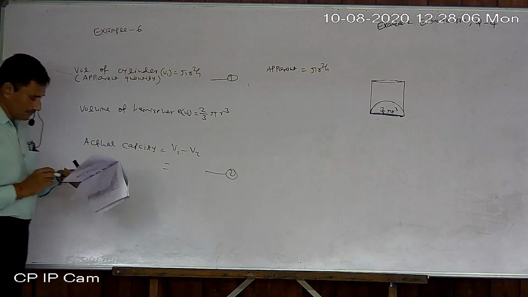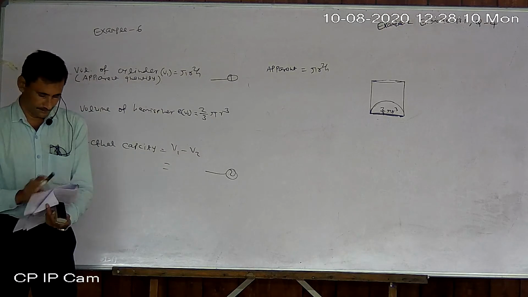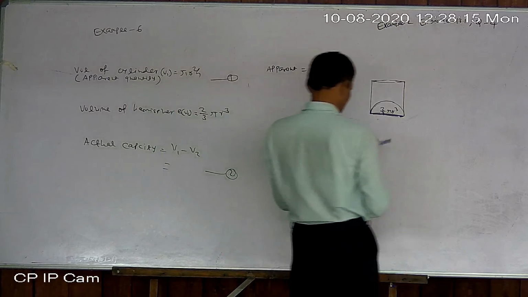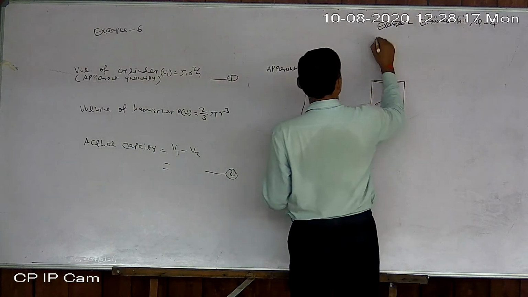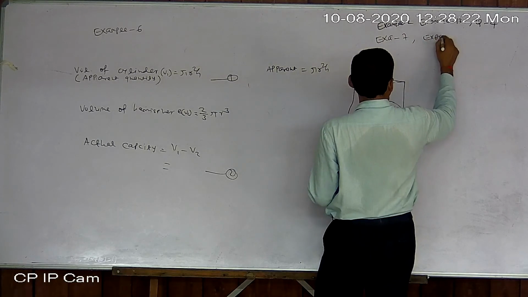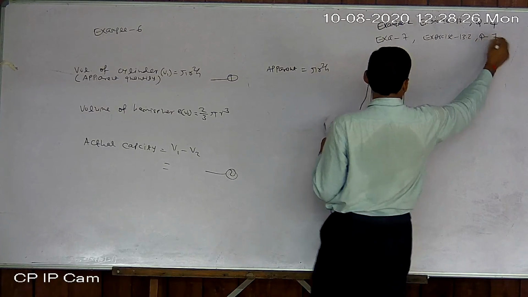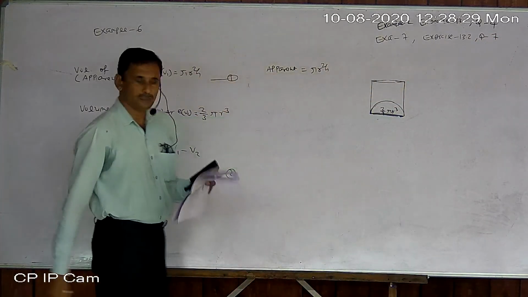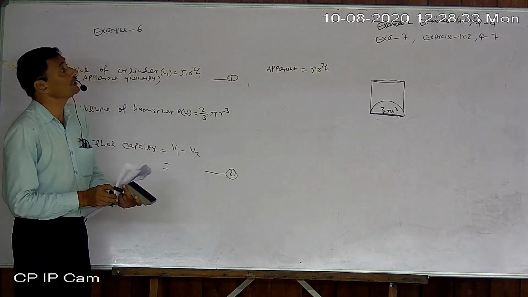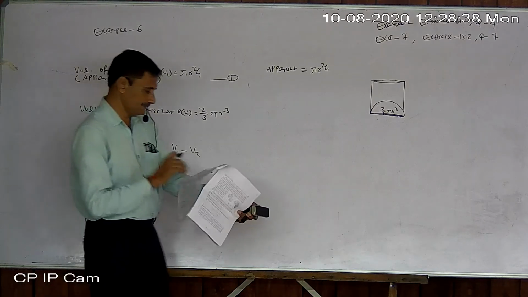Now we talk about example 7. Example 7 is just like the same type of sum done in exercise 13.2, question number 7. Okay, so just look there and solve this example according to that question. You just stay there and compare both.